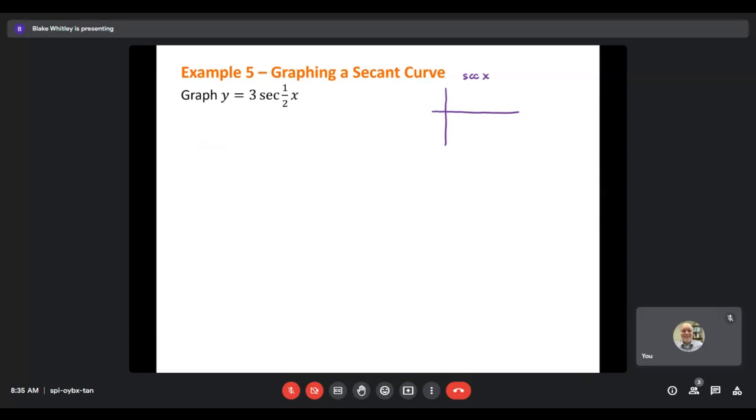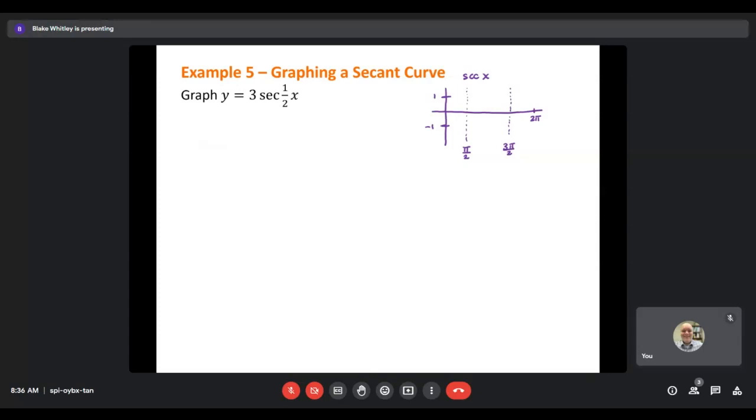Now remember, secant is actually going to have our first asymptote at pi over 2. Next asymptote, 3 pi over 2. And our last point out here is at 2 pi. We still have values at 1, -1 along the y-axis.